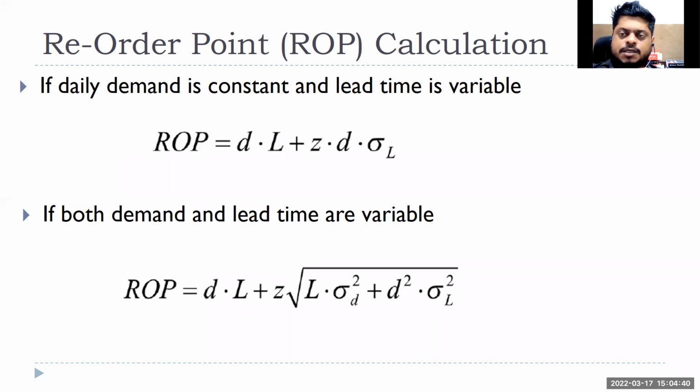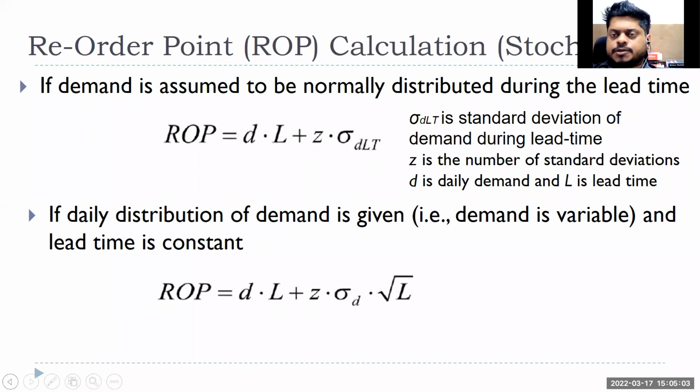Whenever both variations are given, the distribution of demand and the distribution of lead time, you have to use this kind of formula, which is a combination of the standard deviation of your demand, how much quantity is being ordered, and the standard deviation of your lead time. Any questions, any doubt up to this point, whatever we have discussed so far?